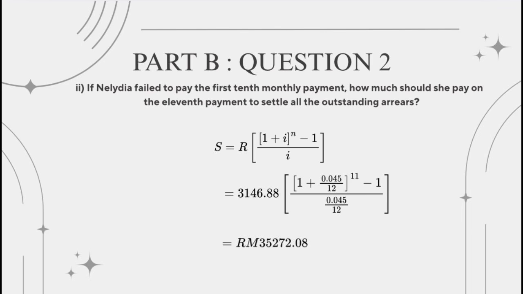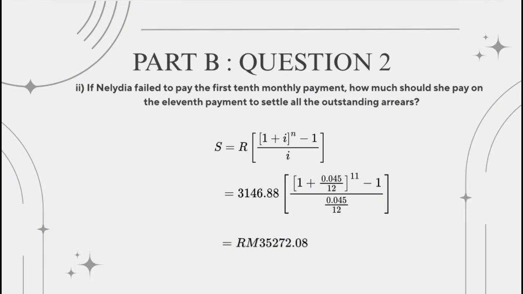In the second part of this question, Neledia failed to make the first 10 payments, so we need to calculate the total arrears accumulated after 10 months. We use the formula for the future value of annuity, which is S equals R bracket 1 plus I power N minus 1 close bracket divided by I.